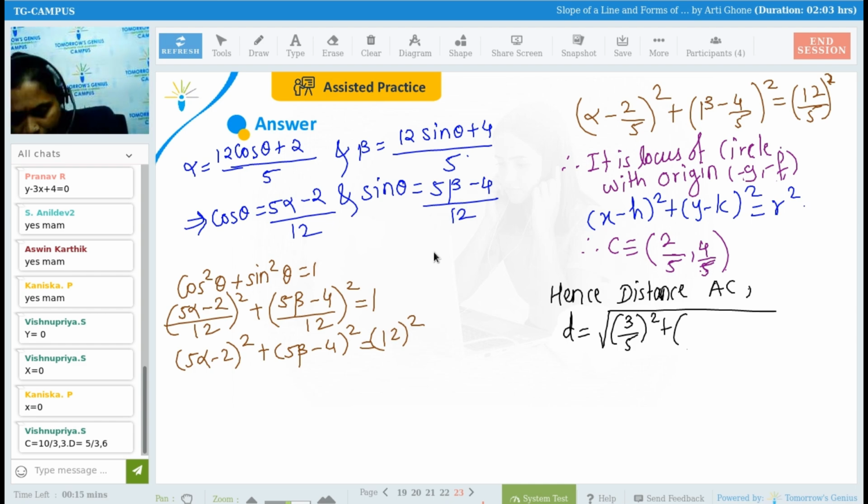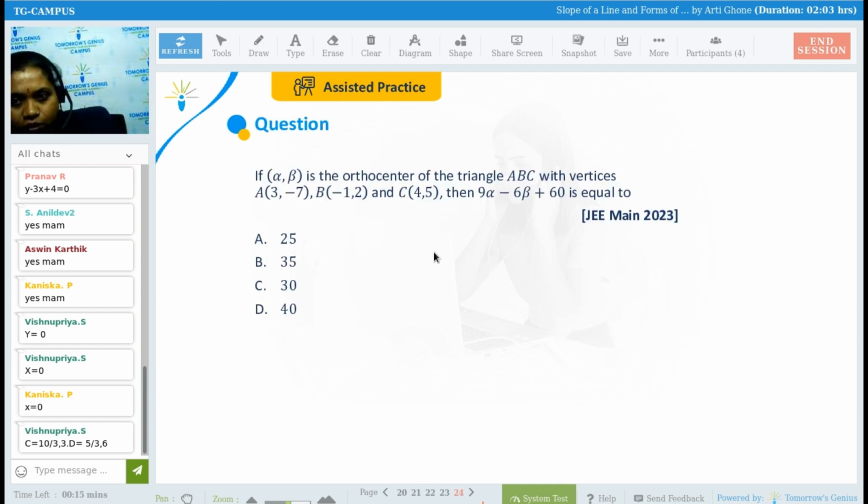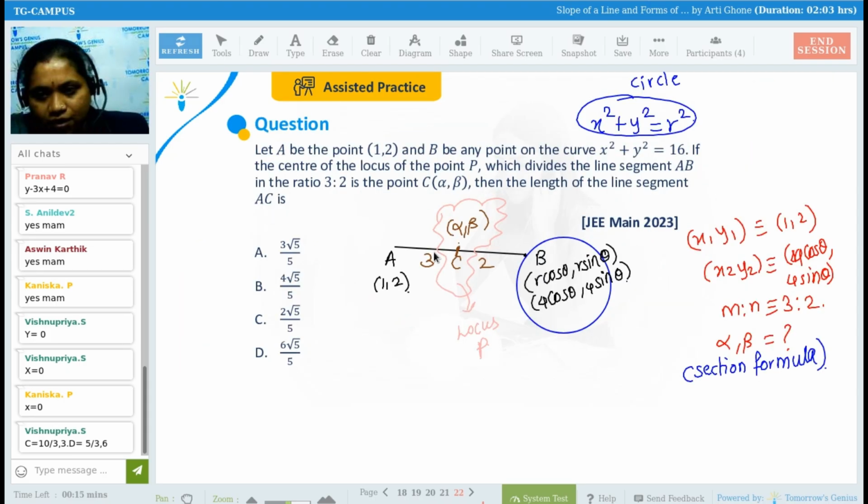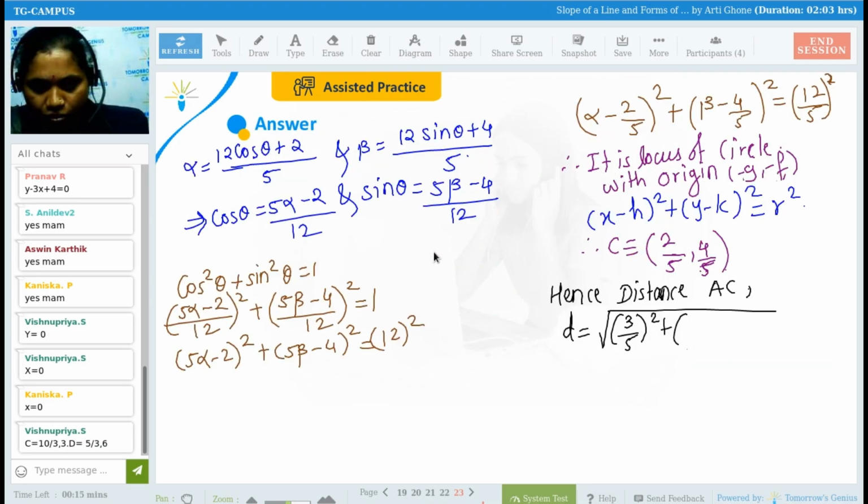Okay, I'll cross check. Just have a look meanwhile for the next one. So the answer is coming 3 root 5 by 5. Just keep in mind. Okay. So later on you can cross check your calculations, but it must come.